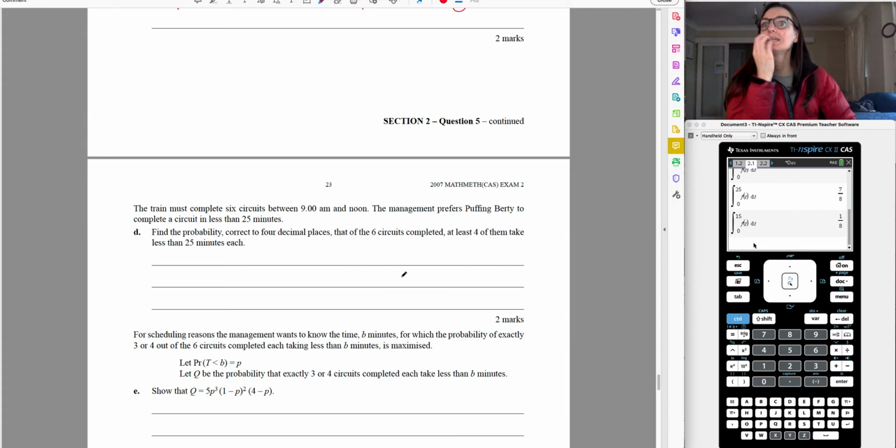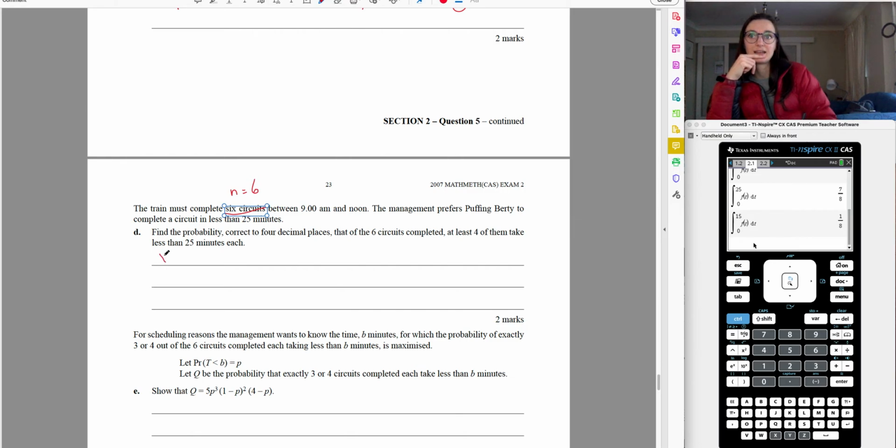Okay, the train must complete 6 circuits between 9 and noon. The management prefers Puffing Bertie to complete a circuit in less than 25 minutes. Find the probability, correct to 4 decimal places, that of the 6 circuits completed, at least 4 of them take less than 25 minutes. So this is when it switches. So now we've got 6 circuits, so we've got a number of trials, n equals 6. And we want them to be less than 25 minutes. So we want to know how many of those 6 trials are less than 25 minutes.